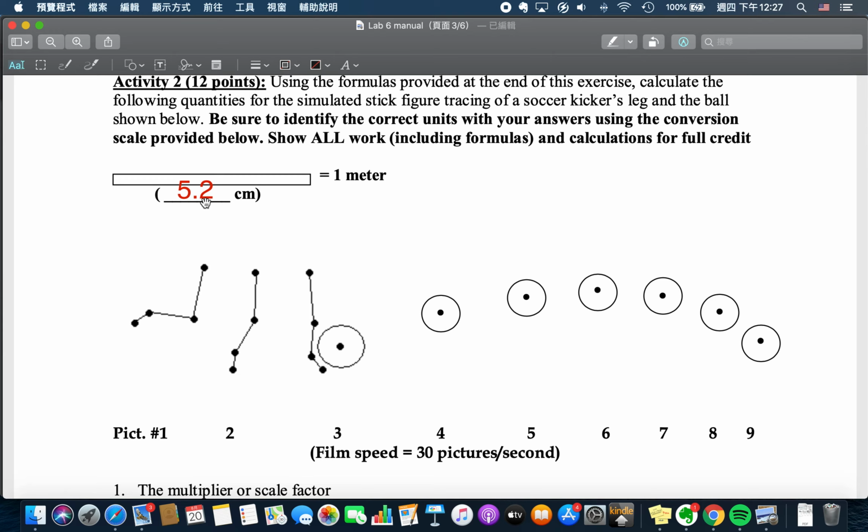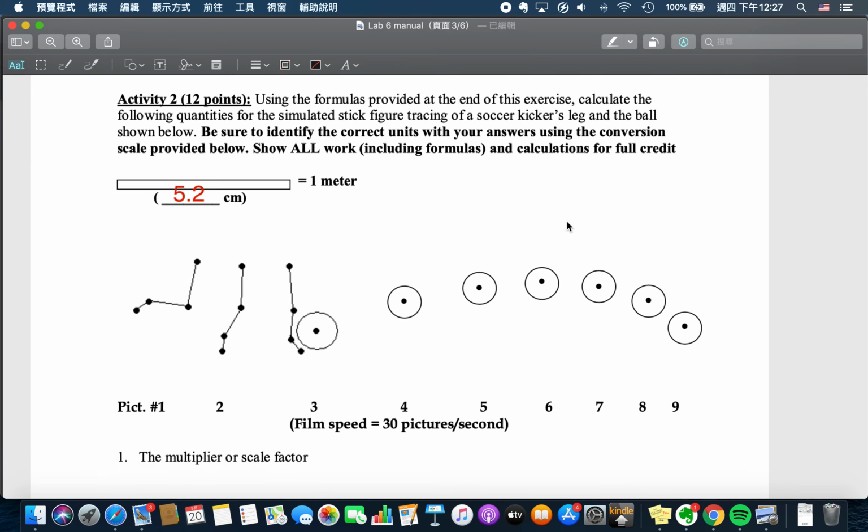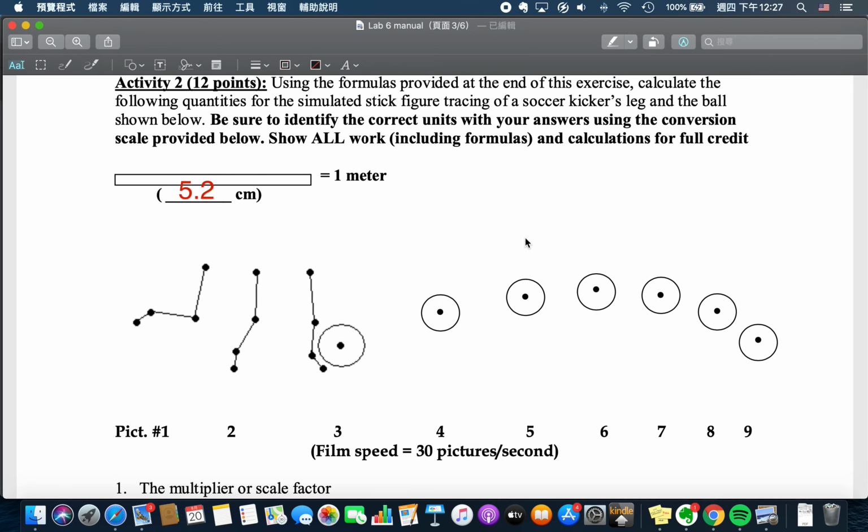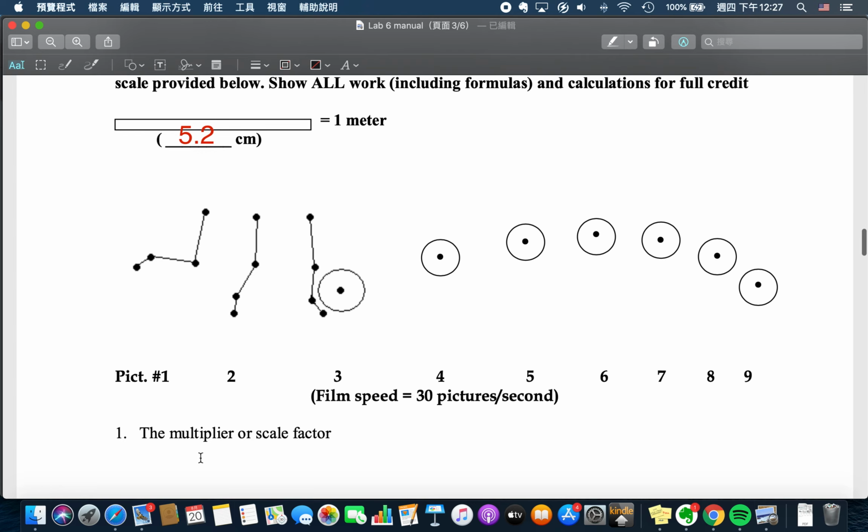The length doesn't have to be the same because we have different monitor sizes, or we like to zoom in or zoom out the picture a little bit. But that's fine as long as you keep the same scale in your picture and use the same multiplier or scale factor. We'll get the same result.